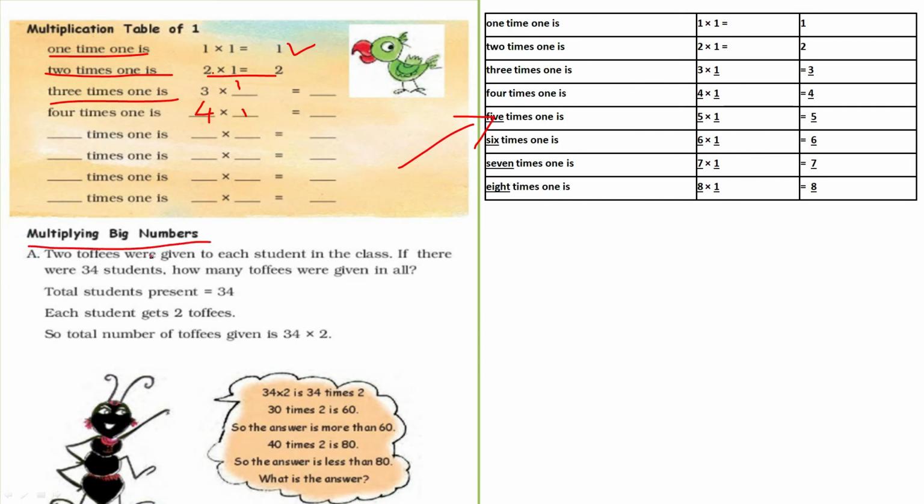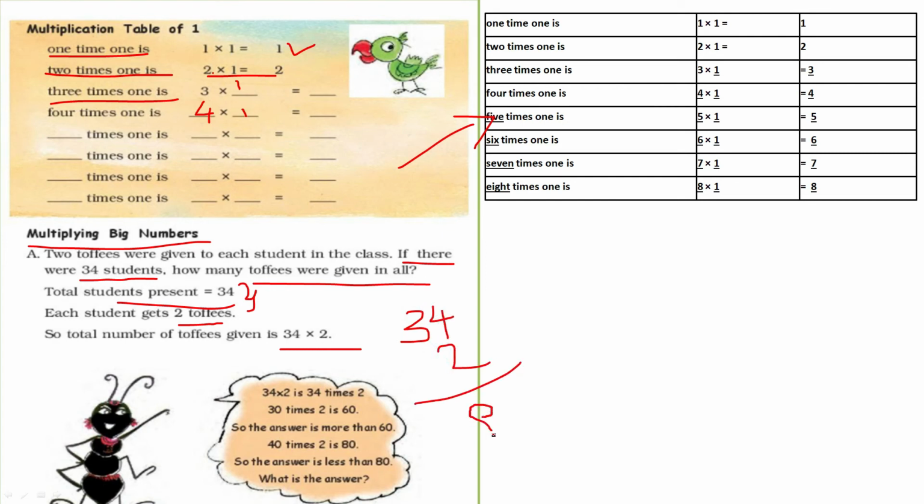2 toffees were given to each student in the class. If there were 34 students in a particular class, how many toffees were given in all? Total number of students in the sum, 34. Number of toffees given to each student. So 34 multiplied by 2.